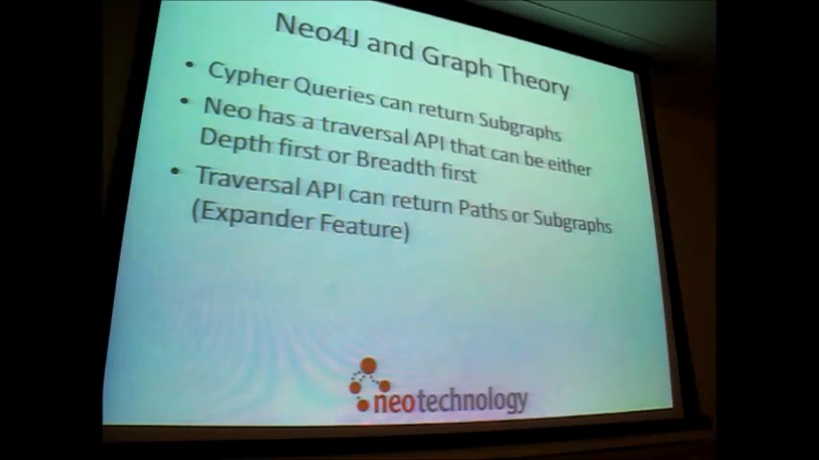Neo4j actually has something separate from Cypher called the traversal API, which can be accessed through Java, and through Rust as well. And you can do traversals through a graph, or presumably a subgraph within the graph. That has depth first and breadth first options that you can set. The traversal API can also return either paths or subgraphs. I think the subgraph feature is called the expander feature, and that's something you can set in the API.